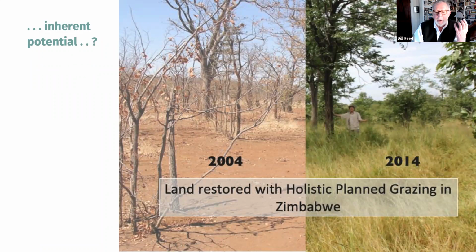We've forgotten how to actually interact with it, but without getting into the details of how this restoration happened, just by actually managing the way cattle graze, allowed the restoration of this system to work, working with the inherent nature of this place.